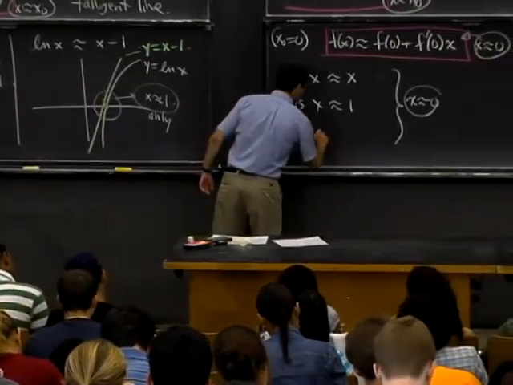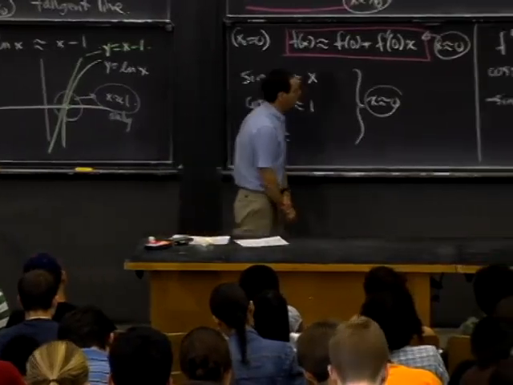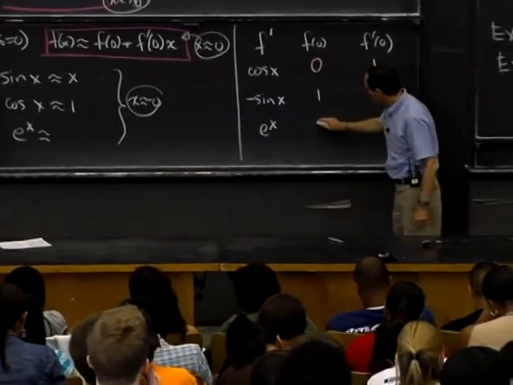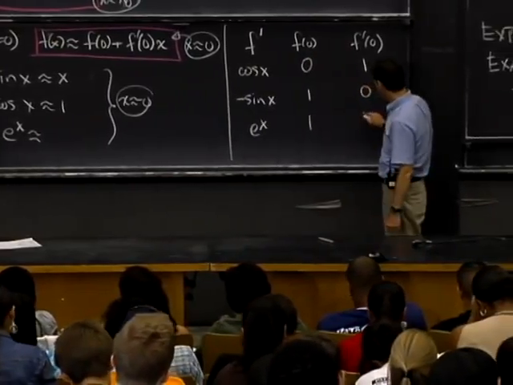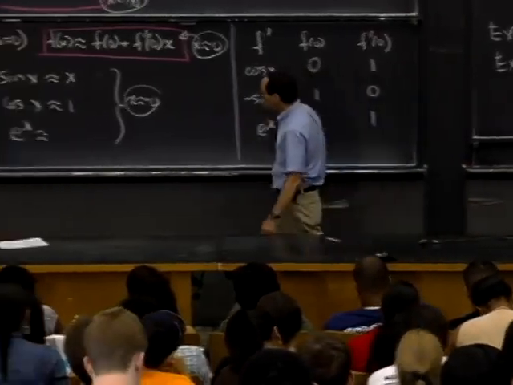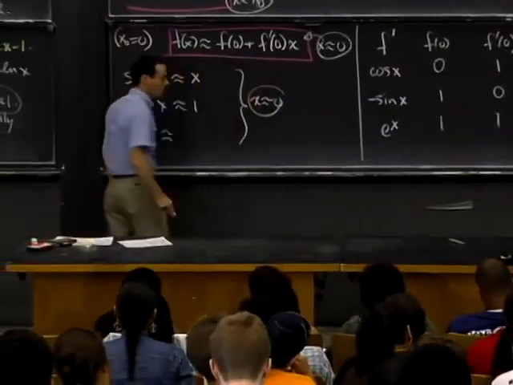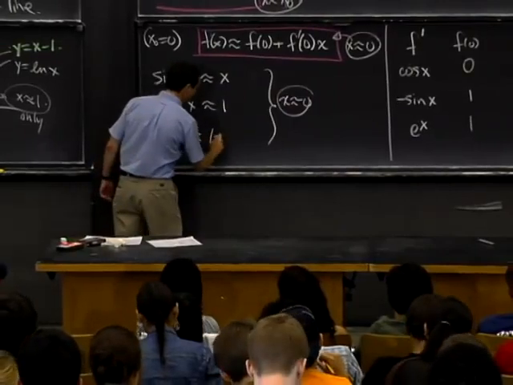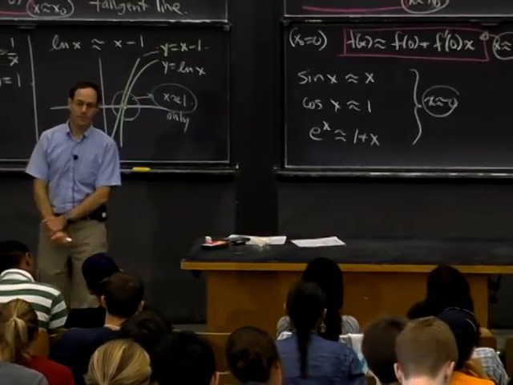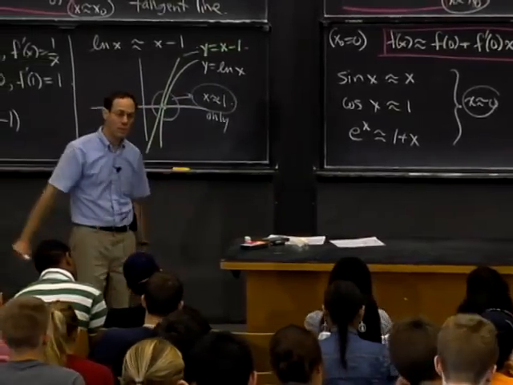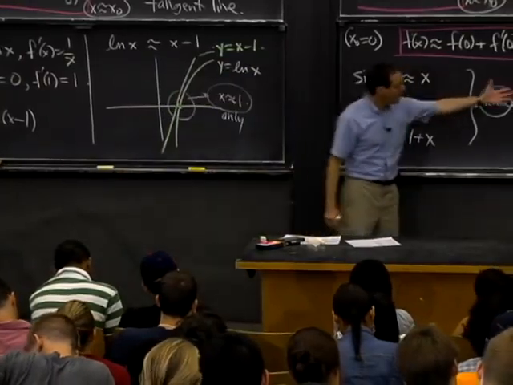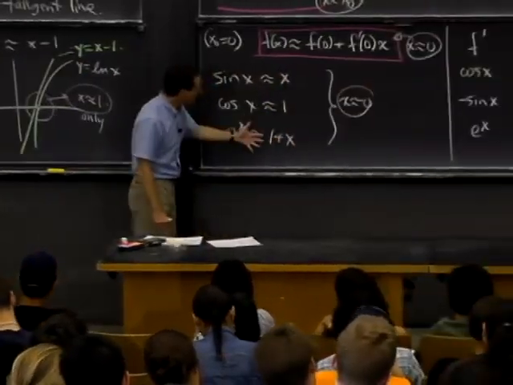And finally, if I do e to the x, its derivative is, again, e to the x. And its value at 0 is 1. The value of the derivative at 0 is also 1. So both of the terms here, f of 0 and f prime of 0, are both 1, and we get 1 plus x. All right, so these are the linear approximations. You can memorize these. You'll probably remember them either this way or that way.